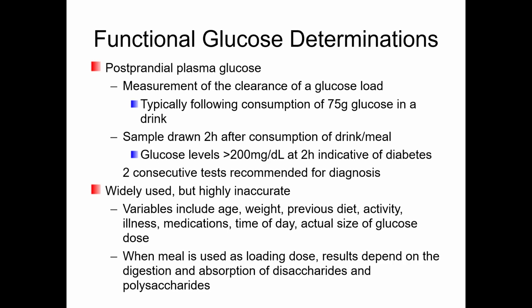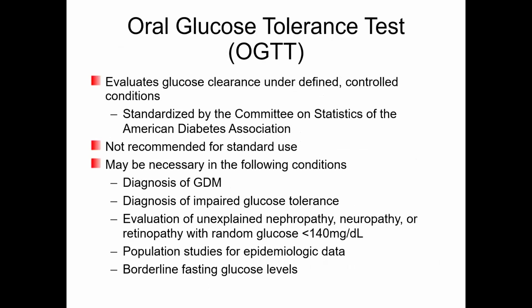2 consecutive tests are recommended for diagnosis. It's widely used but highly inaccurate. Variables include age, weight, previous diet, activity, illnesses, medications, the time of day, the actual size of the glucose dose. When the meal is used as loading dose, results depend on digestion and absorption of the disaccharides and polysaccharides.